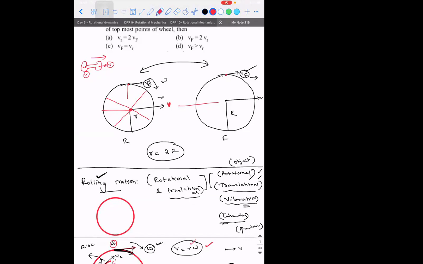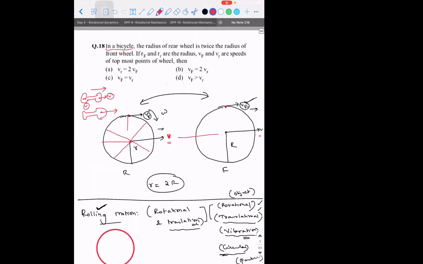Are you able to understand? If this velocity is more, this point will have the tendency to move faster, and the dumbbell will appear like this, and this point will move slower. Then this kind of shape deformation would have taken place, which is not possible, right? So by the same logic, the velocities here are supposed to be the same.